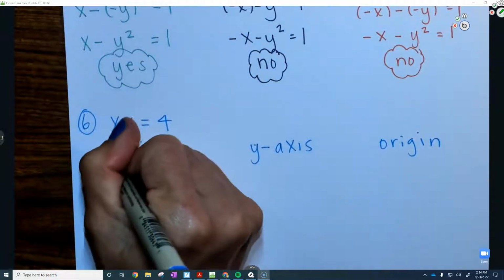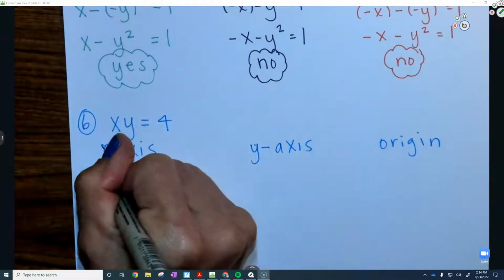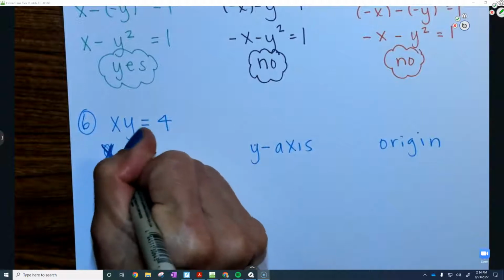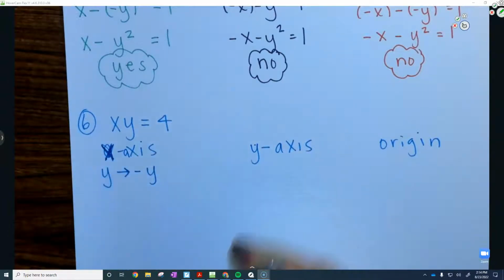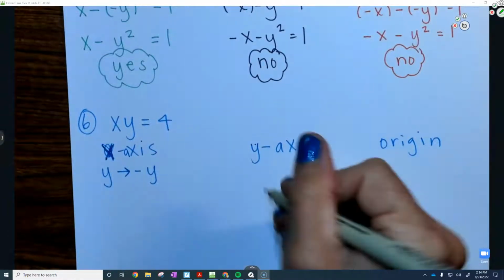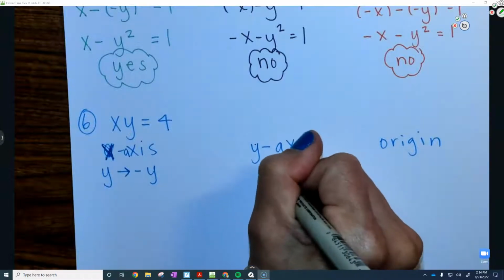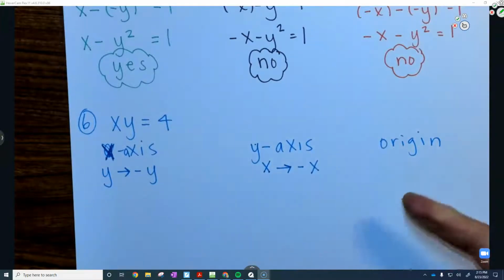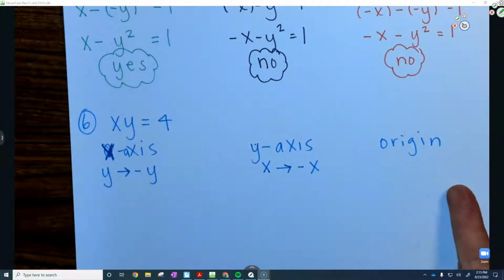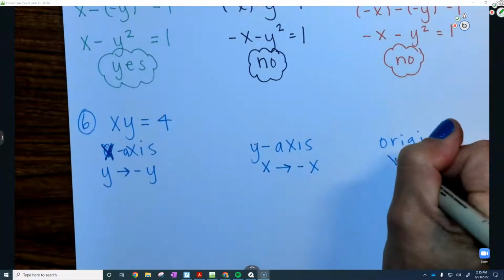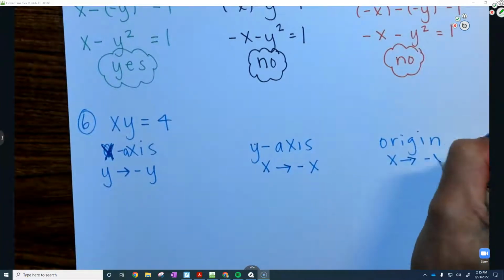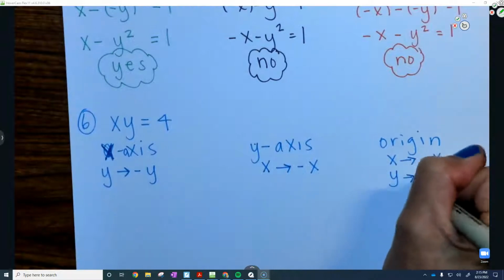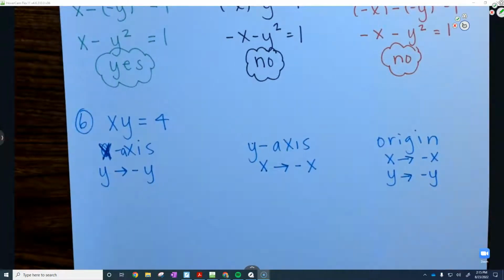For the x-axis, what do I change? Yeah, it's the other one. For the y-axis, what do I change? You better tell me. I need to hear you. And for the origin, what do I change? Both. You tell me now, I'm going to feel more confident. You're going to be ready to roll tomorrow when I can't help you.